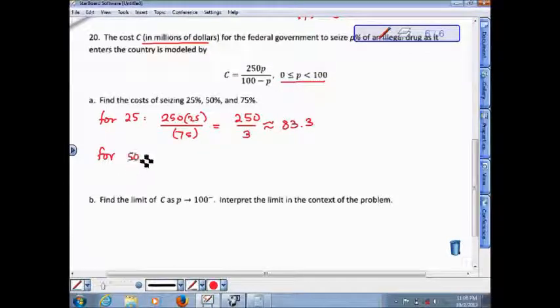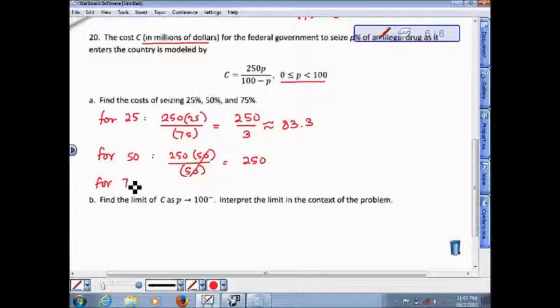Now, if they really up their efforts and are aiming for 50%, that follows the model 250 times 50 over 100 minus 50, which is 50. Now, these two values are going to cancel out, so that's $250 million. So they doubled their efforts, but their costs more than doubled, up to $250 million. So we're seeing a pattern here.